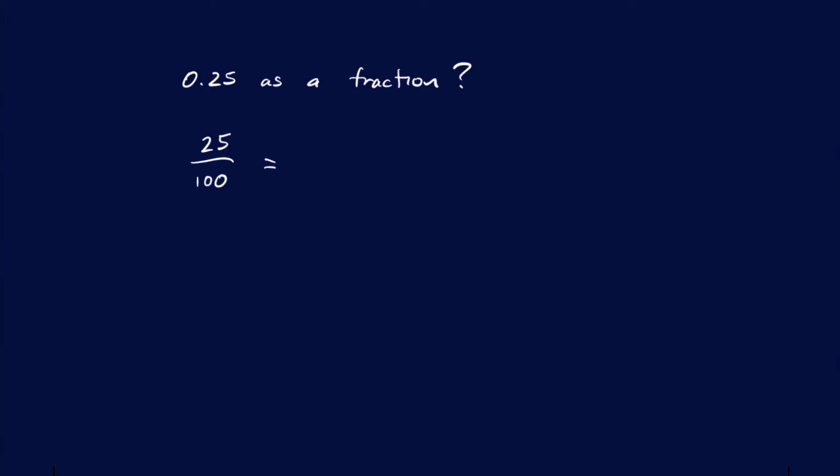So what we want to do is we want to find the highest common denominator between 25 and 100 in order to simplify the fraction. Essentially, the highest common denominator between 25 and 100 is actually 25. So we're going to go ahead and divide both numbers by 25 to get our fully simplified fraction. So if we divide 25 by 25, we get 1. And then if we do 100 divided by 25, we get 4. So that's how we write 0.25 as a fraction. It's actually just 1 over 4.